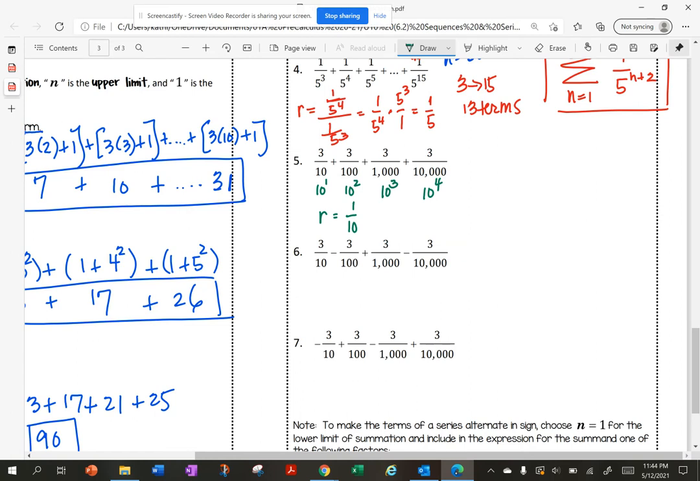Okay, so how many terms? I have 1, 2, 3, 4 terms. So I'm going to set this up from n equals 1 to 4. And this is 3 over 10 to the nth power. I need to make sure I'm including the 3 because that's in there, but I'm not multiplying by an extra 3, just the over 10.